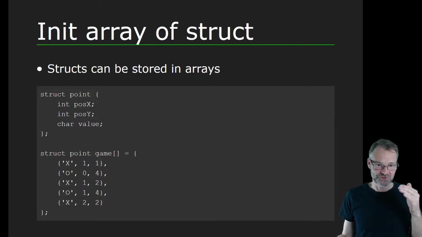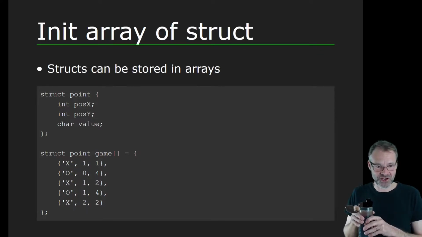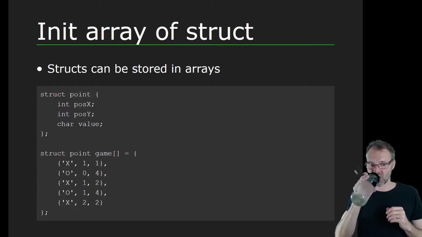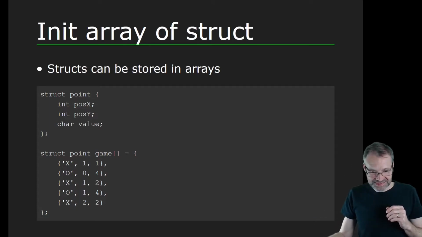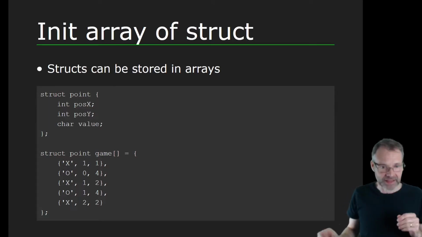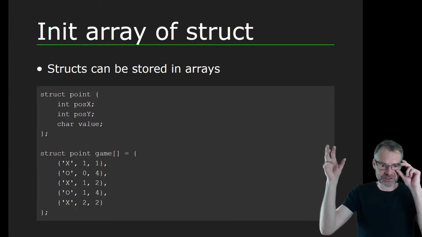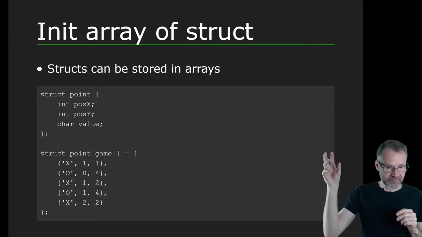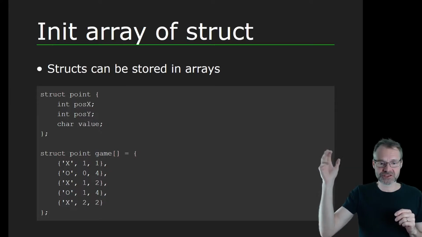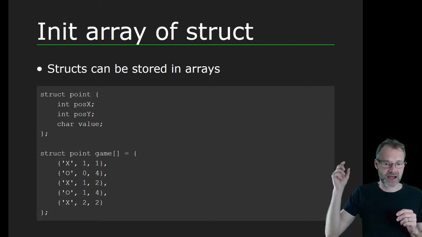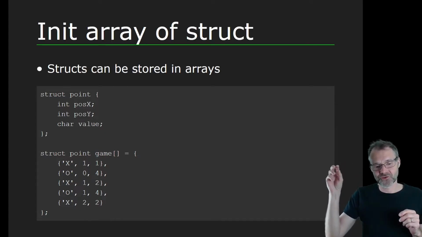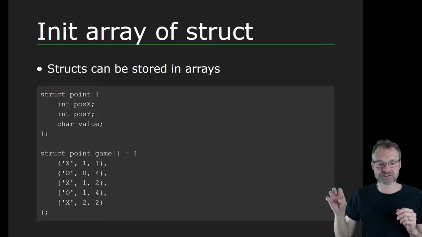Through the rest of the presentation, I'm trying to build a small game here. And this is my small game, how it looks. I'm going to work with a struct point here. My struct point has a position X, position Y, and a character value. I'm going to create an array of these structs, struct point game array, containing all the parts of the game.